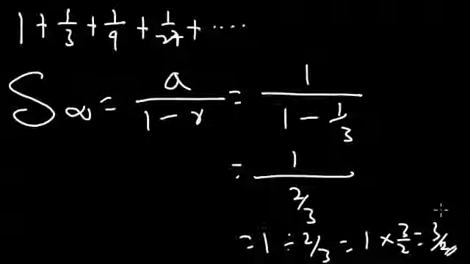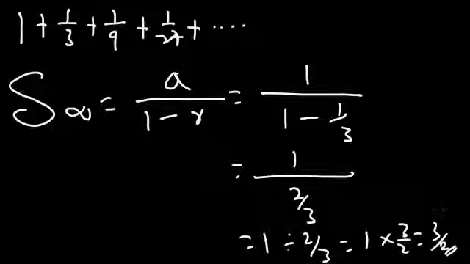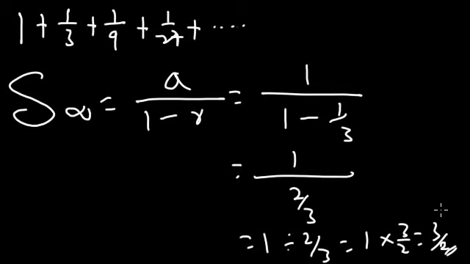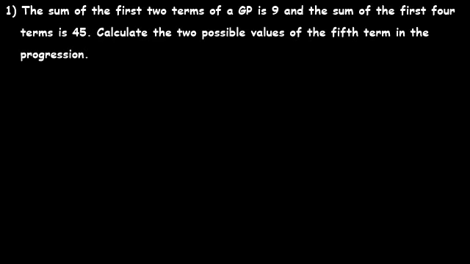Now sometimes you might encounter word problems involving this topic, and to interpret them, what are the steps you have to take? So to explain this in the best possible way, let's go over some examples. Example number 1. The sum of the first 2 terms of a GP is 9 and the sum of the first 4 terms is 45. Calculate 2 possible values of the 5th term in the progression.